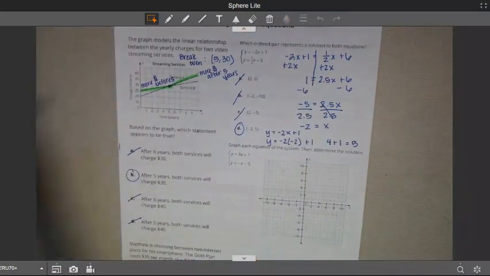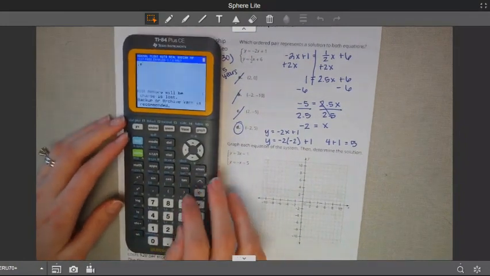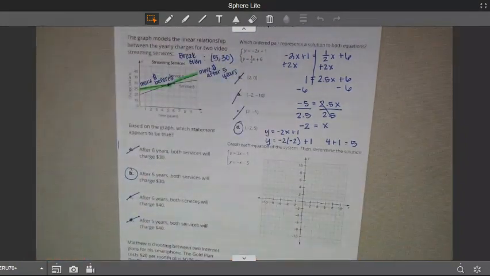You could have also done this in the calculator, and I will show you how. So in your calculator, I'm going to clear, oops, this one's battery is low. Let me grab another one.